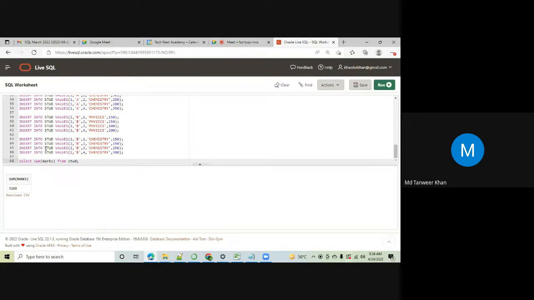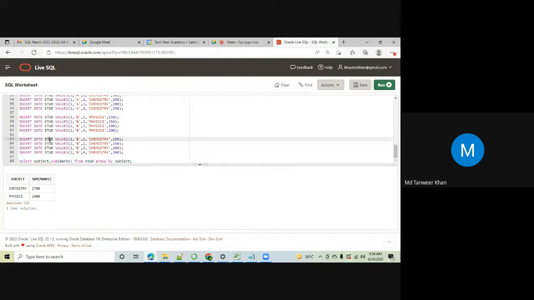Now if I use name, comma, sum of marks, and then write group by name, I'm asking the SQL engine to show me the sum of marks group by student. Total marks scored by A is 1550. Total marks scored by B is again 1550. Instead of name, if I write subject and group by subject, this gives me the total marks scored in chemistry is 1700. Total marks scored in physics is 1400.